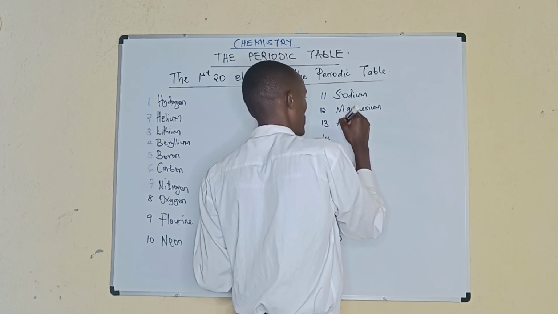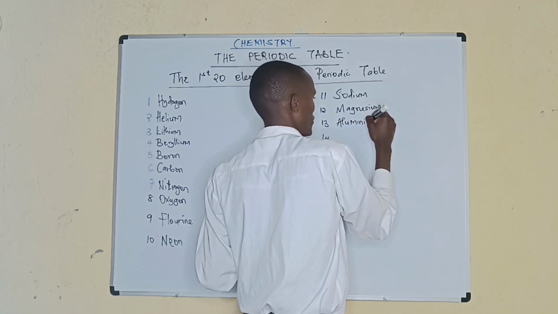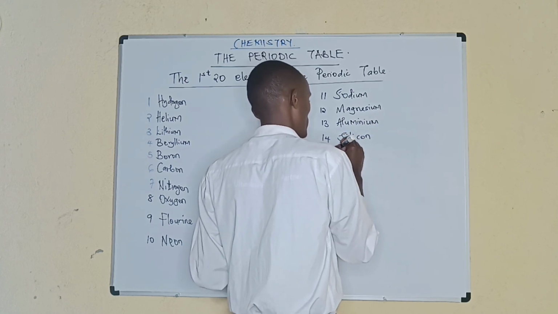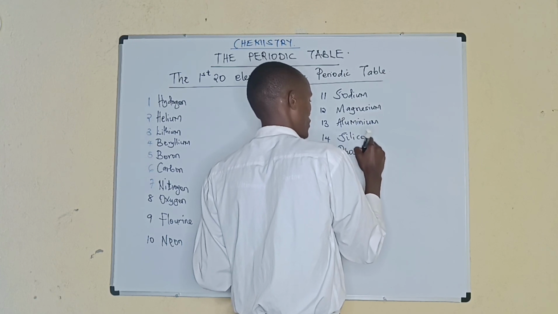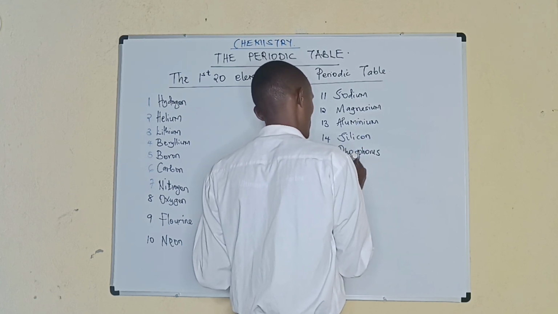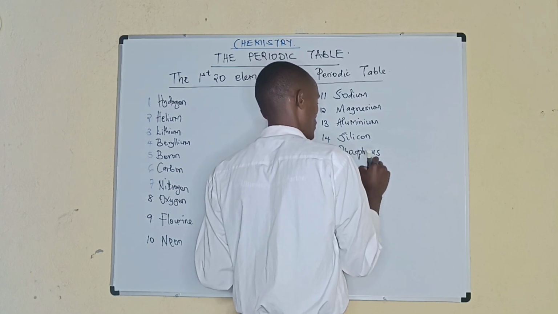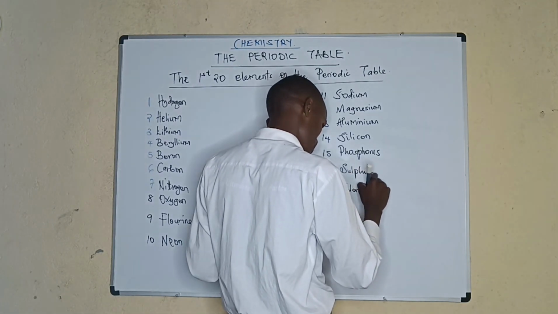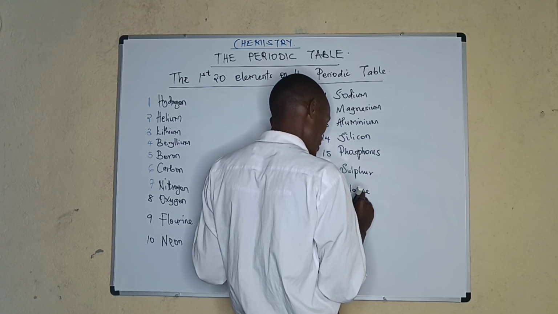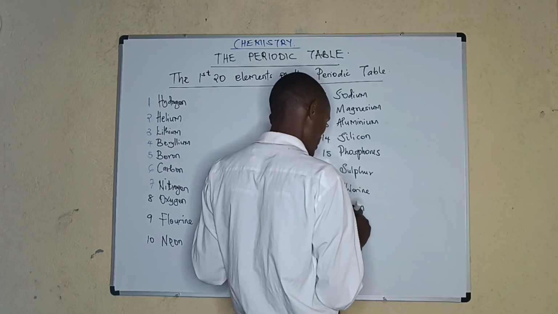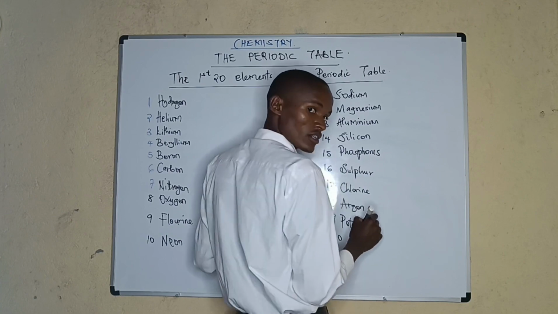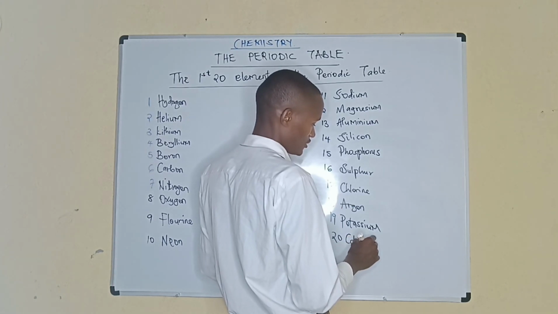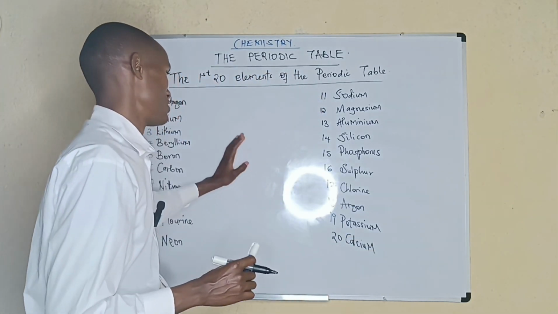13 we have aluminium. 14 is silicon. 15 is phosphorus. 16 is sulfur. 17 chlorine. 18 is argon. 19 is potassium. And 20, the last one, is calcium. Yes, calcium. These are the first 20 elements.